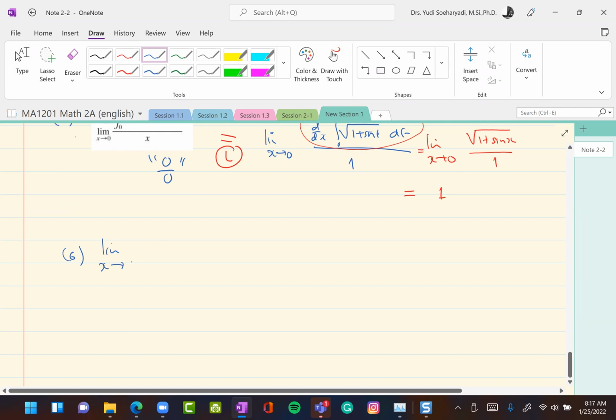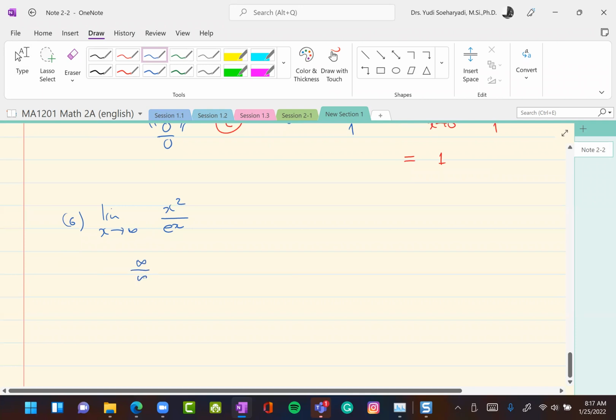So this is large over large, so we attempt to use L'Hôpital's rule. That's the reason we compute the derivative. So there's 2x over e to the x remaining. And again, this is of the form large over large, so another attempt of L'Hôpital's rule. We compute the derivative, and now we can compute the limit because the 2 remains constant and e to the x is going to be large. So the limit is 0.